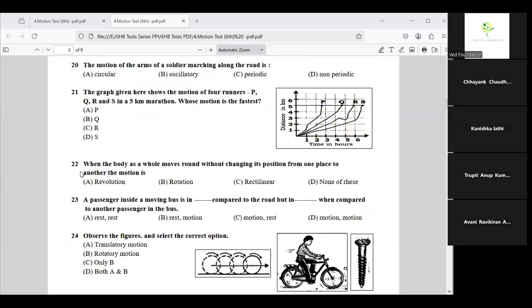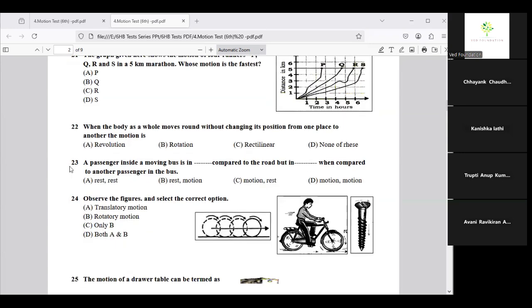22. When the body as a whole moves around without changing its position from one place to another place, the motion is. And options are A, revolution, B, rotation, C, rectilinear and D, none of these. And the correct answer is option B, rotatory motion or rotation. When a body as a whole moves around without changing its position around a fixed axis, then its motion is called rotatory motion.